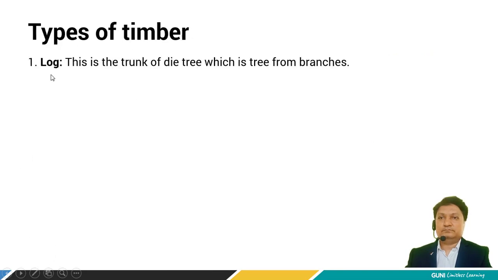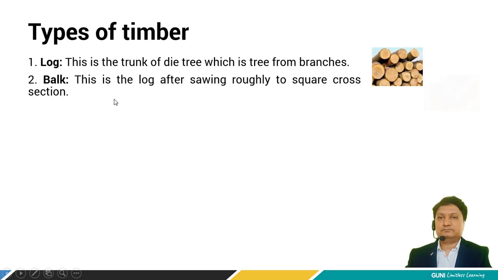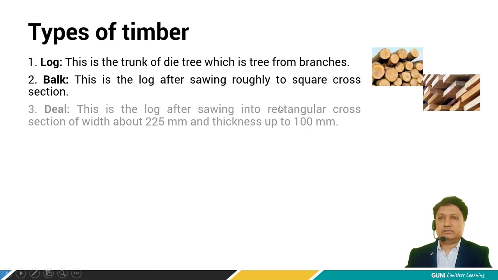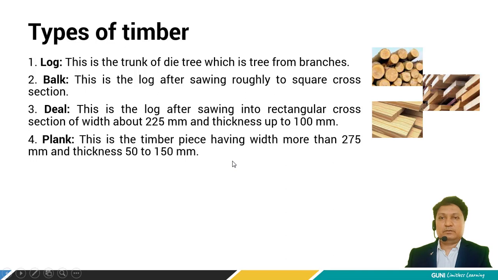First type is log. This is the trunk of the tree, which is free from branches. Next is the balk. This is the log after sawing roughly to square or rectangular cross sections. Next is deal. This is the log after sawing into rectangular cross sections of width about 2 to 5 mm and thickness up to 100 mm. Next one is the plank. This is the timber piece having width more than 275 mm and thickness from 50 to 150 mm.